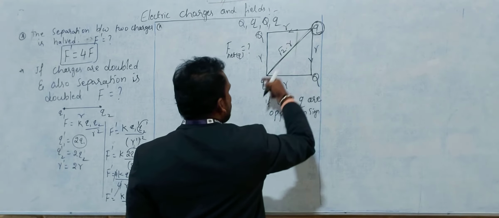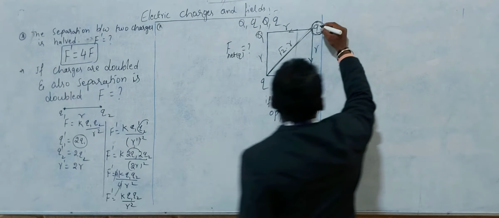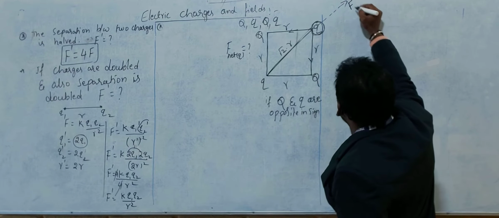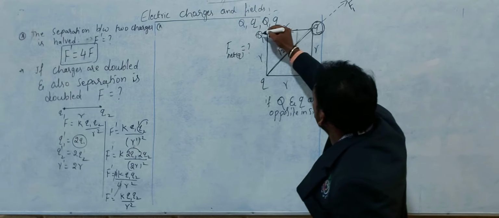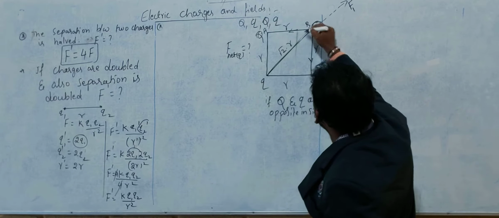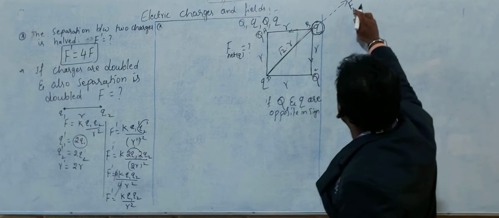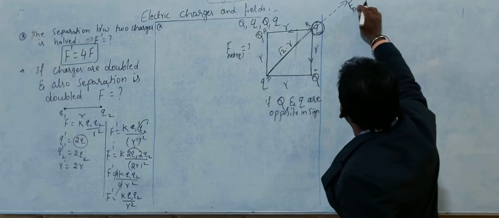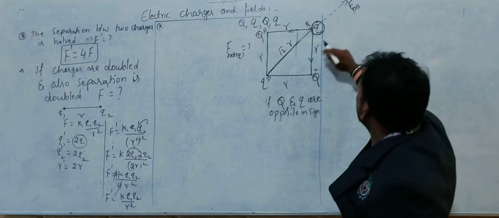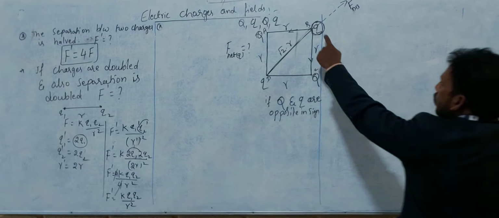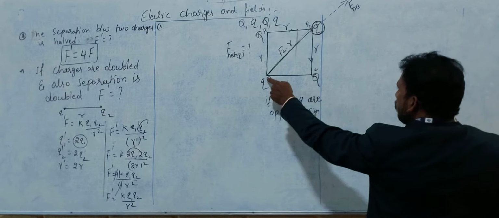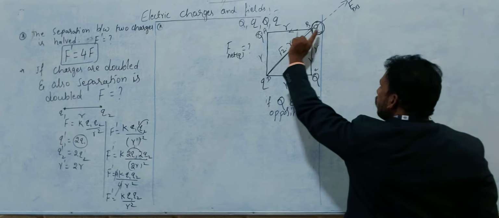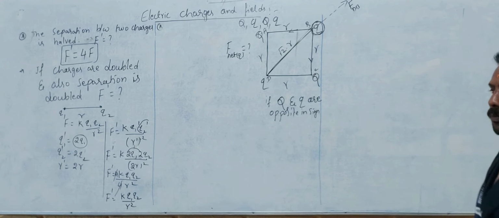Force between small q and small q is repulsive, acting in outward direction. This is F1. A, B, C, D. FDB, force acting in outward direction. The force between small q and small q is repulsive, acting in outward direction. The force between capital Q and small q is attractive.